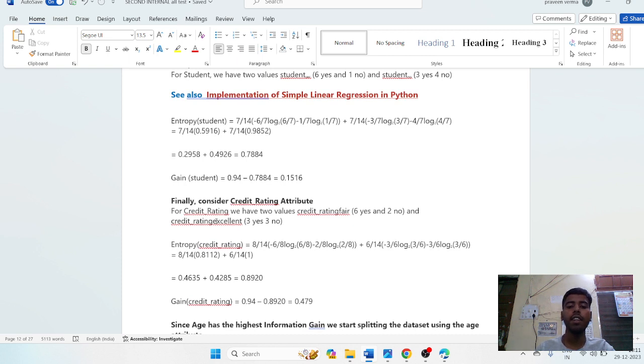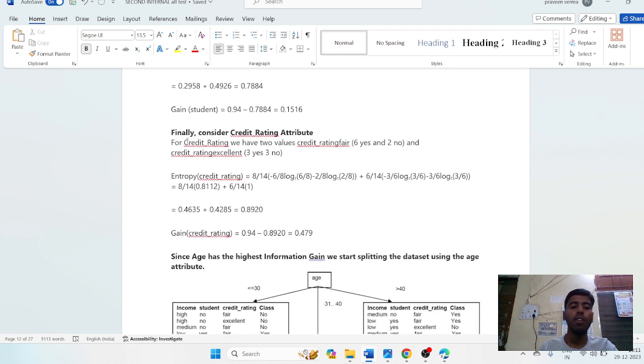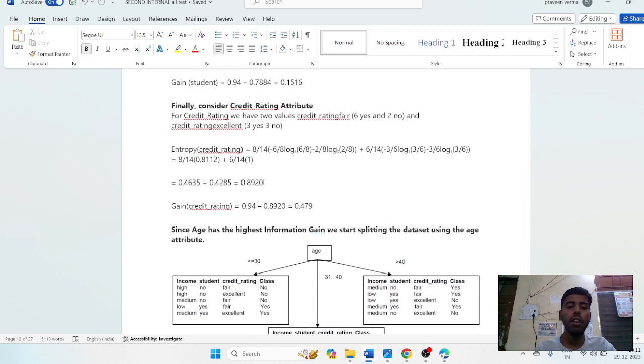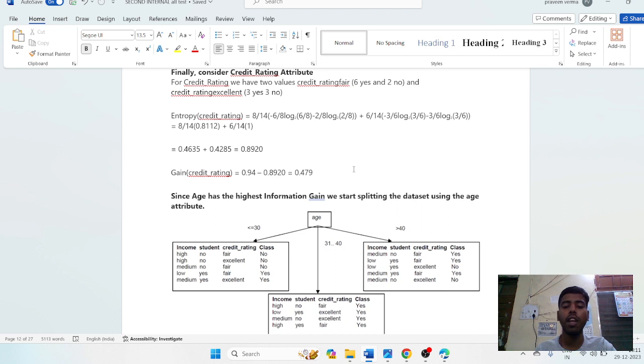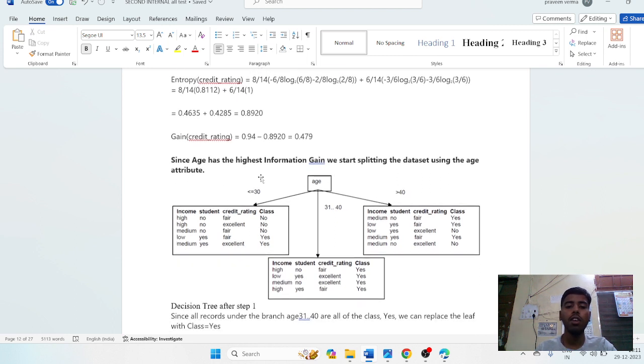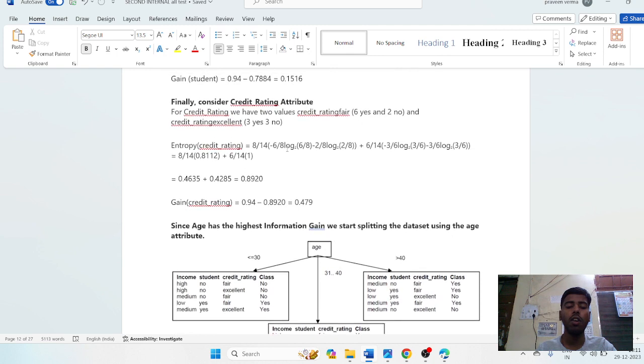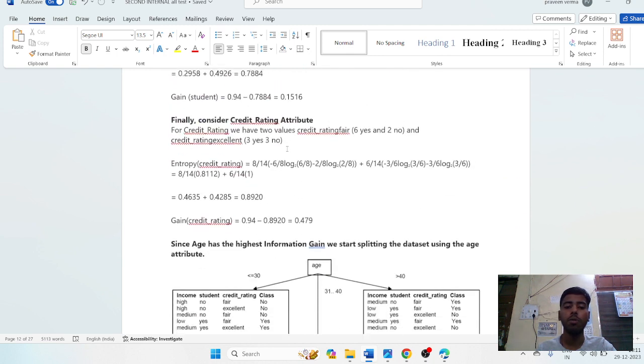Finally, we consider the credit rating attribute, which is the fourth or last attribute of this table. For credit rating, we have two values: credit rating fair and credit rating excellent, where we get 6 yes 2 no and 3 yes 3 no respectively. Here, the entropy of credit rating equals 8 by 14 minus 6 by 8 log. We use the same formula of information gain to calculate this entropy, and we get the answer 0.4790.